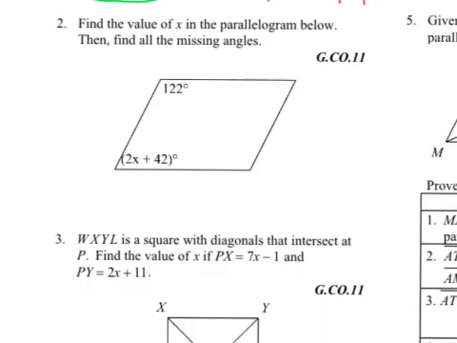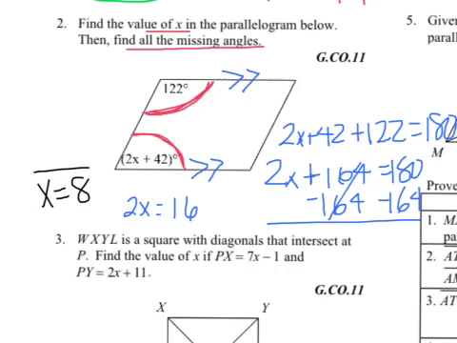Question number 2 says we need to find the value of x in the parallelogram and then find all the missing angles as well. So the first thing that you should know about these two angles, which are sometimes called consecutive because they are next to each other, is they add to 180 degrees. And the reason why that's the case is because if it's a parallelogram, then these two are parallel, and these angles are really called same side. So I'm going to solve for x first.